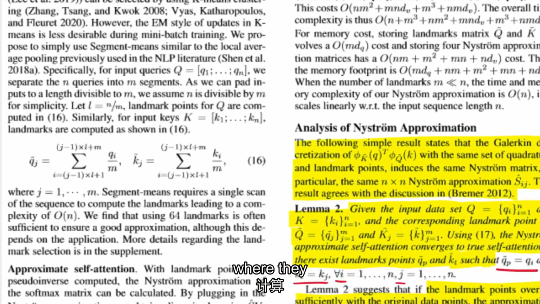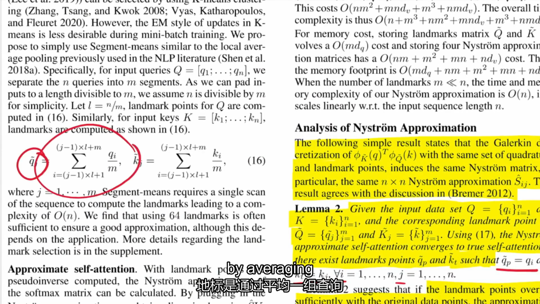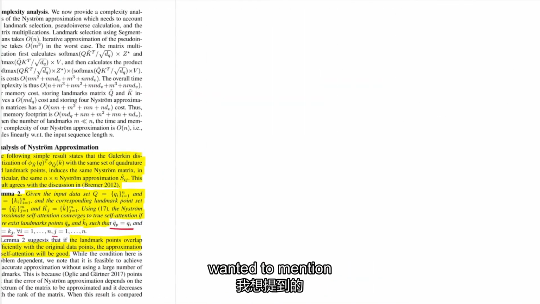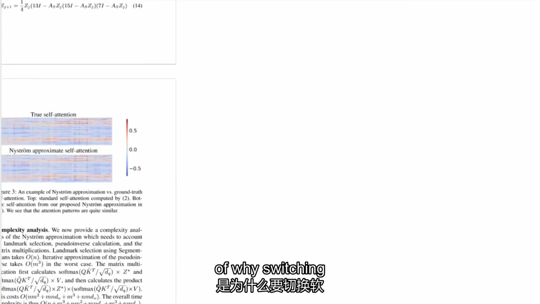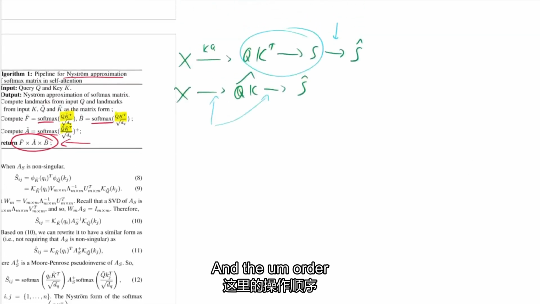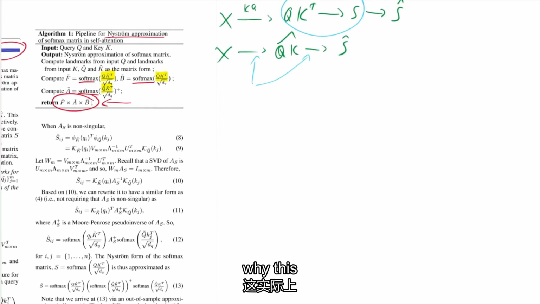So here is where they calculate the means. You can see that the landmarks are constructed by averaging out a bunch of queries and keys. And a last thing I wanted to mention about this is maybe an intuition of why switching the softmax and the order of operation here, the thing I said is not valid, why this might actually be valid.